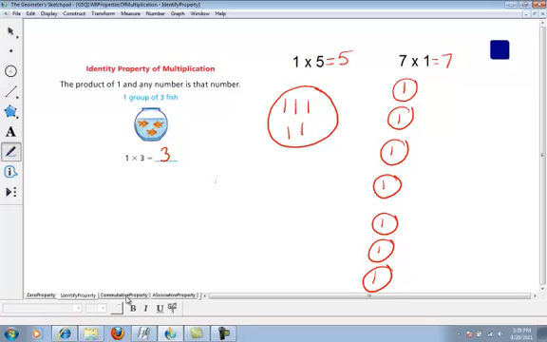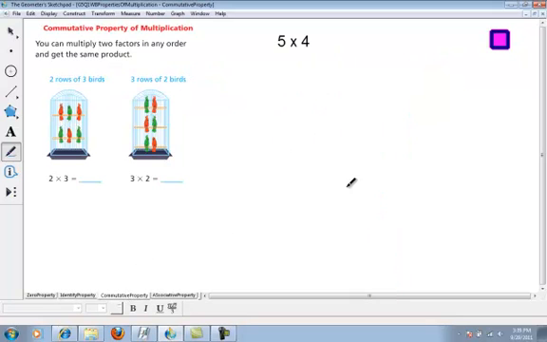Now let's look at the next property, the commutative property. The way that I remember the commutative property is I think of the root word commute. When I watch the news in the morning, there's always somebody there talking about the traffic, talking about the commute to work. That means you're moving from one place to another.